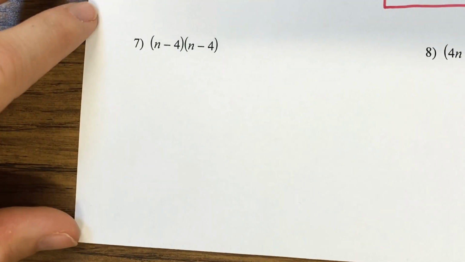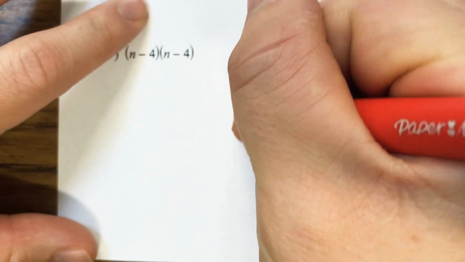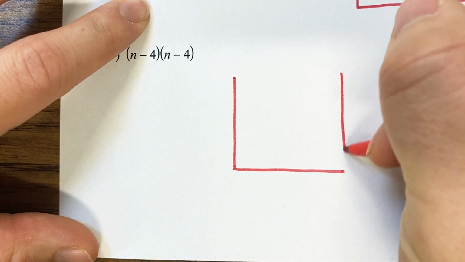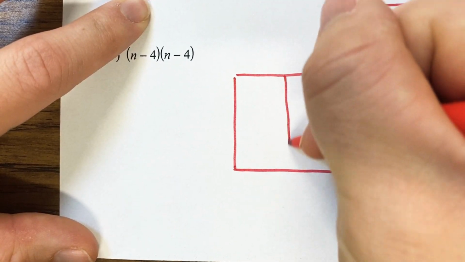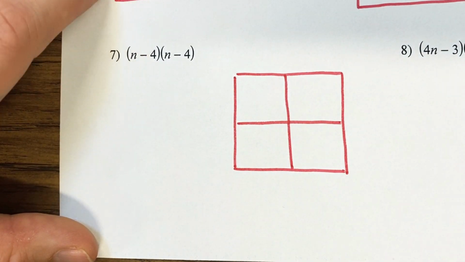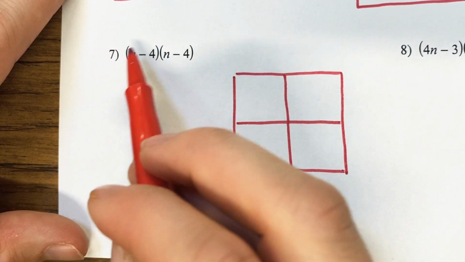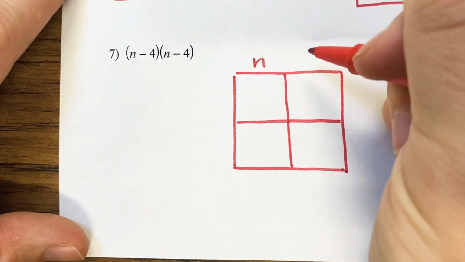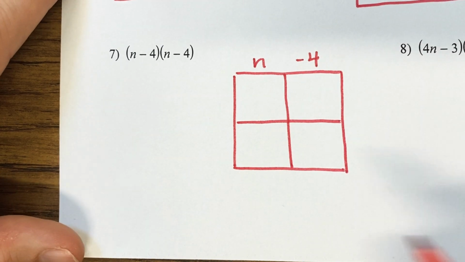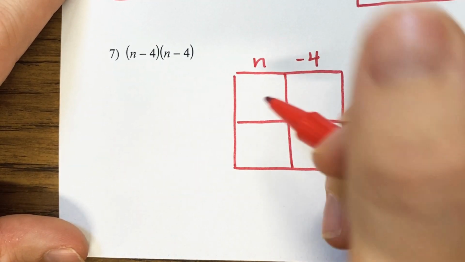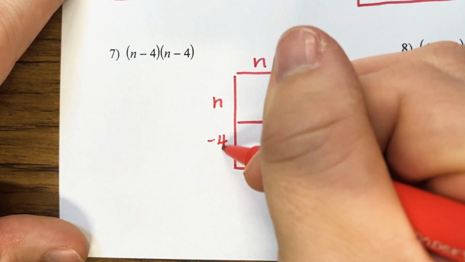Okay, so let's practice the box method again. Go ahead and draw your box with your 4 squares inside. Okay, we're going to put our first binomial on top. So this is just an n minus 4. And then our next one, which is actually the same exact one, n minus 4.